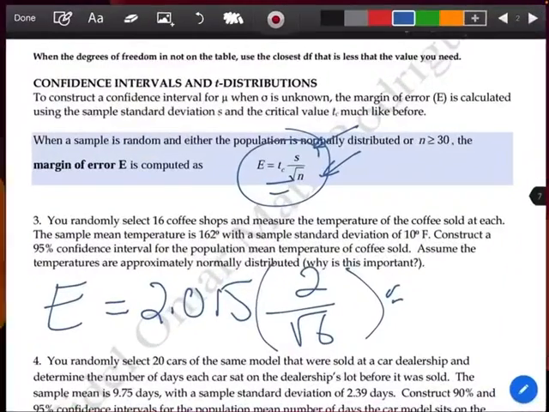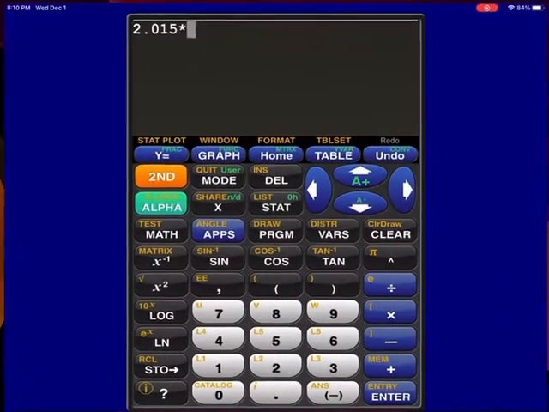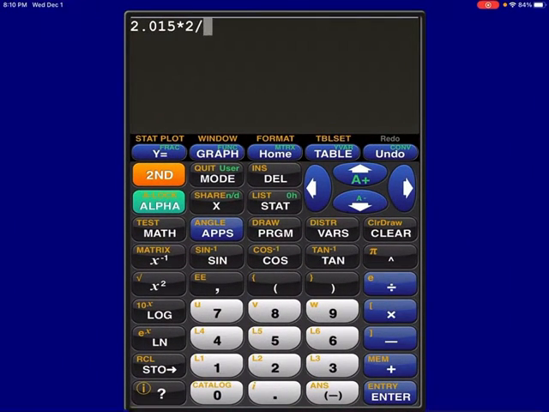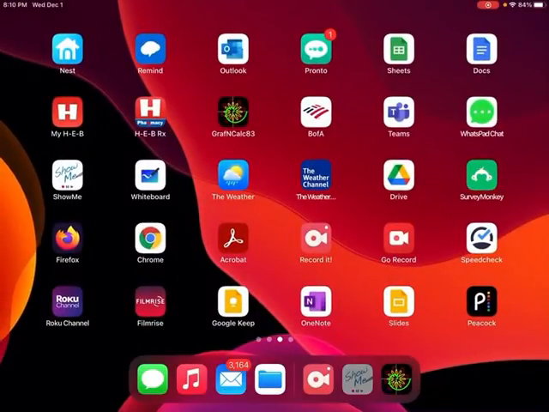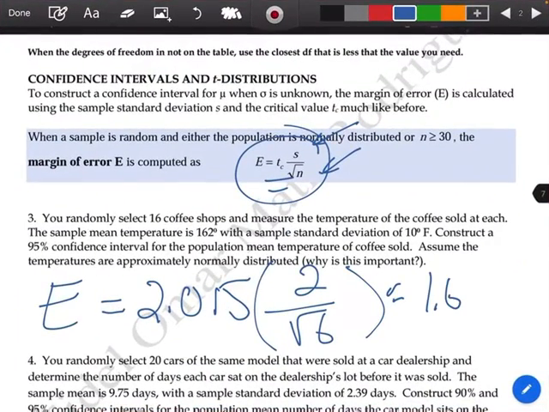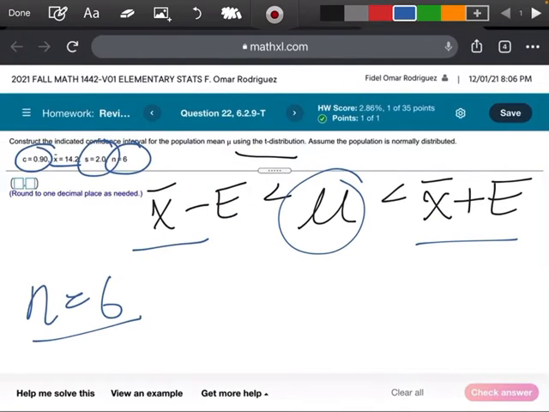Here we go. Let me clear all this stuff. So we had 2.015 times 2 divided by the square root of 6. And I'm coming up with 1.645. So I'm going to say my error is 1.645.